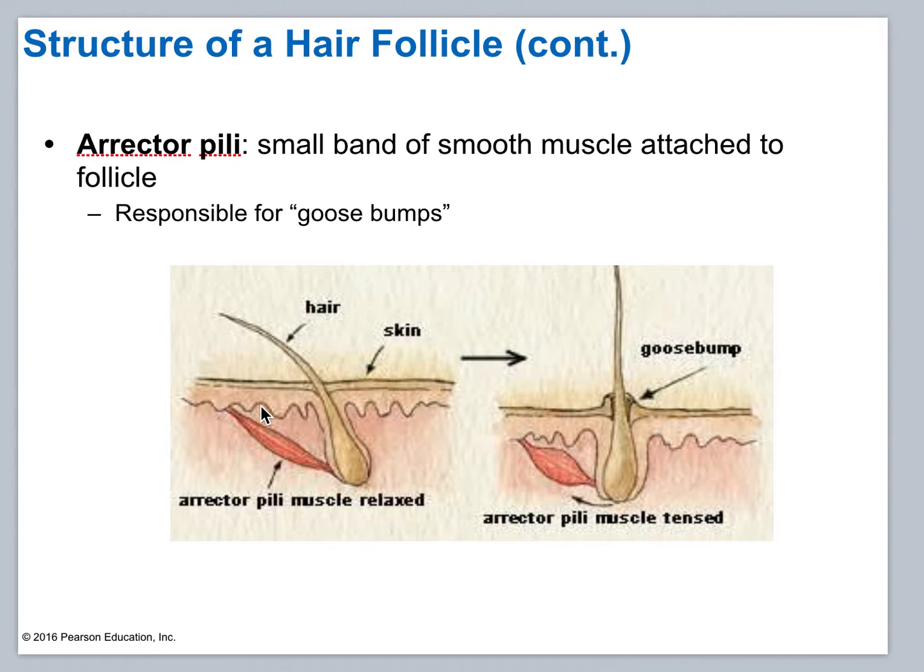Here's the erector pili muscle. Again, it's that smooth, involuntary muscle that causes the hair to stand on end. This is responsible for goosebumps in humans, and it's what lets a cat or a dog have the hair stand on the back of the neck when they get around another animal they want to have a conflict with.